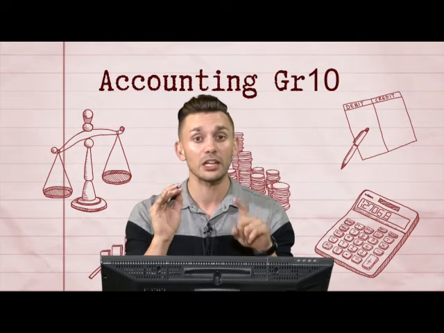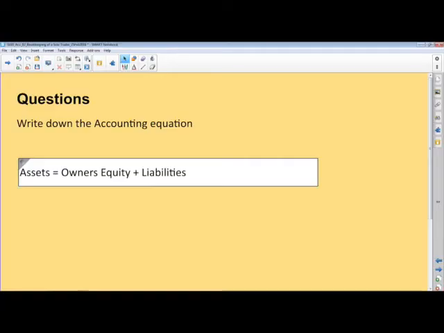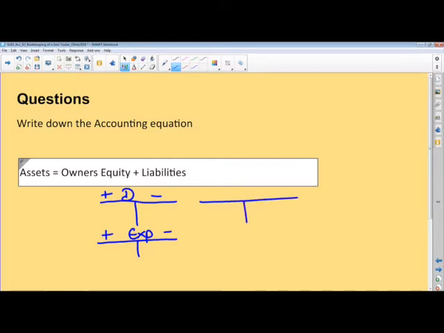Now remember, owner's equity has four different types of accounts. I'm quickly going to show this to you on this sheet so that you can see it. You have your drawings, which is a plus minus, and you'll have your expense accounts, which is also a plus minus. Then on the other side, you have your happy accounts, your capital. It's a minus plus. And then you'll have the opposite of expenses, your income, which is also minus plus.